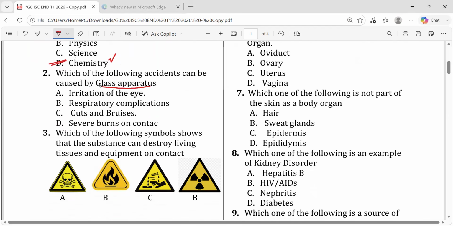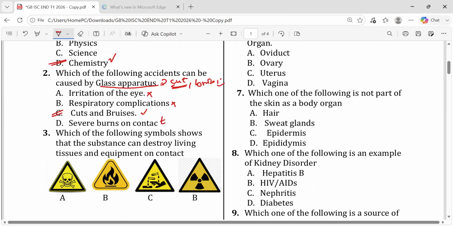Which of the following accidents can be caused by glass apparatus? Remember, glass apparatus are very, very sharp and they can cut. So any accident caused by glass apparatus are the cuts. And when you get cut, there must be some bruises happening. Irritation of the eye, no, it does not cause irritation of the eye. Respiratory complications, no. Cuts and bruises, yes. Severe burns on contact, no. So the right answer is choice C, cuts and bruises.